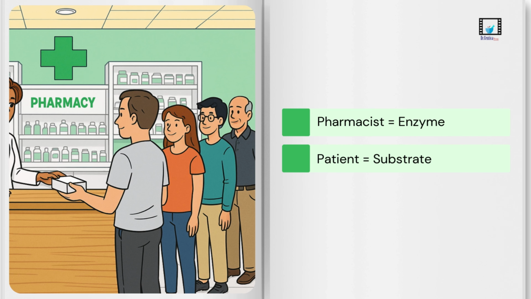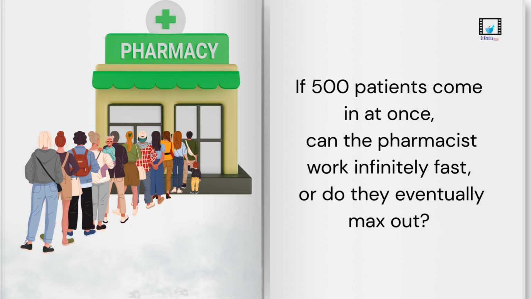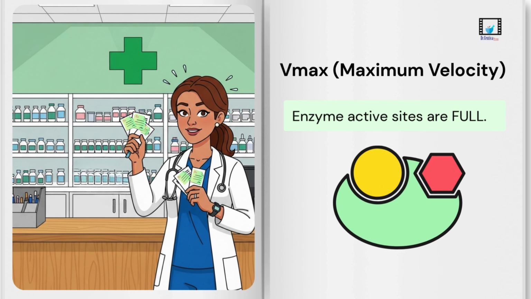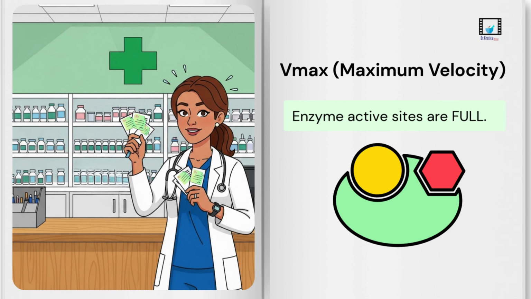For example, if 500 patients suddenly run into the pharmacy, can the pharmacist work infinitely fast, or do they eventually max out? Exactly, they max out. So Vmax in Michaelis-Menten represents the pharmacist who is fully busy and they physically cannot work any faster. That's what happens to enzymes when all active sites are filled.